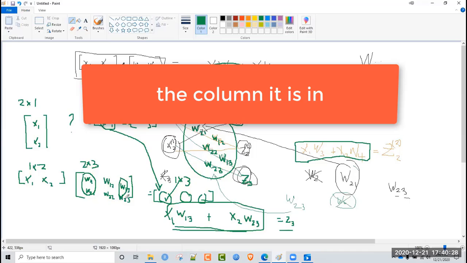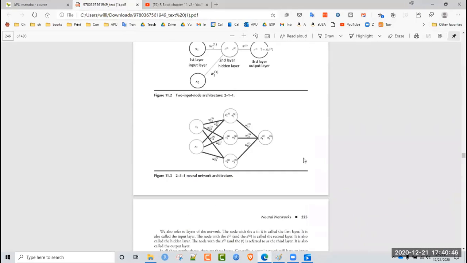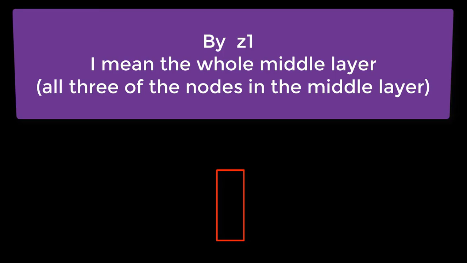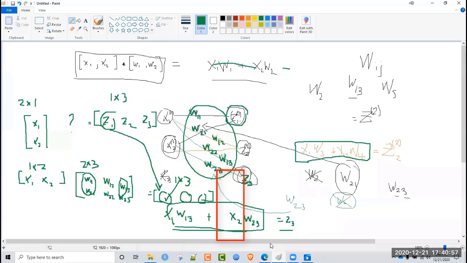So now we can write the whole calculation as a matrix calculation. So to get Z1, we take the X matrix times the weight matrix. What do I mean by the weight matrix? This is the weight matrix. We're going to call this a big W. It's a whole matrix though. And we're going to call this X, a whole matrix. And now if we do X times W, we get the whole big Z matrix.